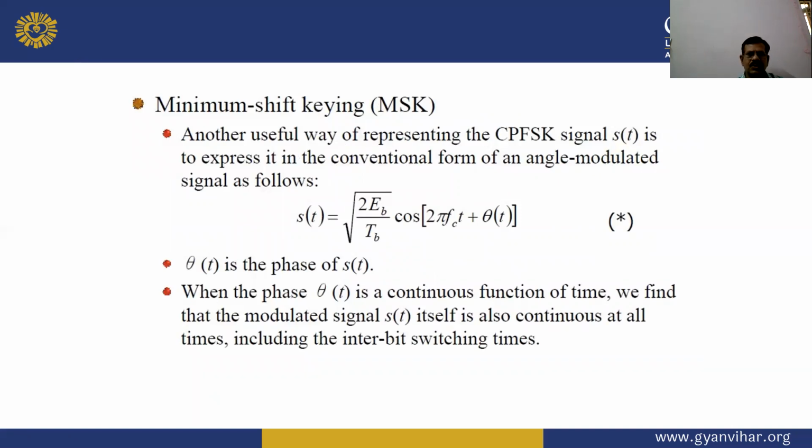Another useful way of representing the CPFSK signal s(t) is to express it in the conventional form of an angle modulated signal as follows: s(t) equals square root of 2Eb/Tb cos(2π fc t plus θ(t)). θ(t) is the phase of s(t).